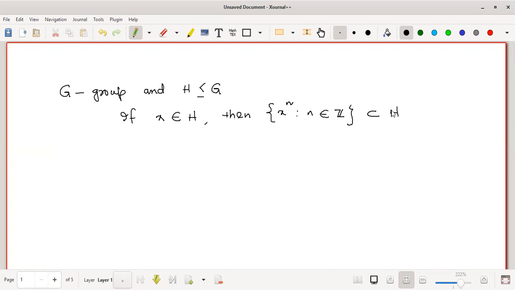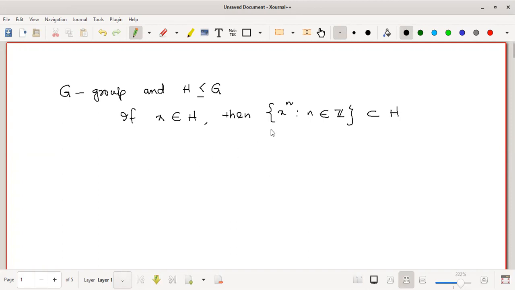Since H is a subgroup of G, H itself is a group. You know that x belongs to H. So x square is x dot x, that is also in H. x cube, x dot x dot x, that is also in H. x inverse is also in H. x inverse square is also in H. So all powers of x will be in H.